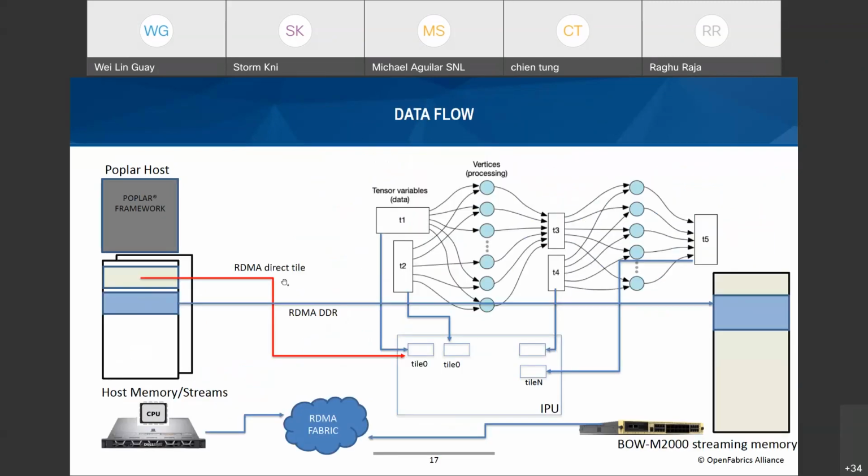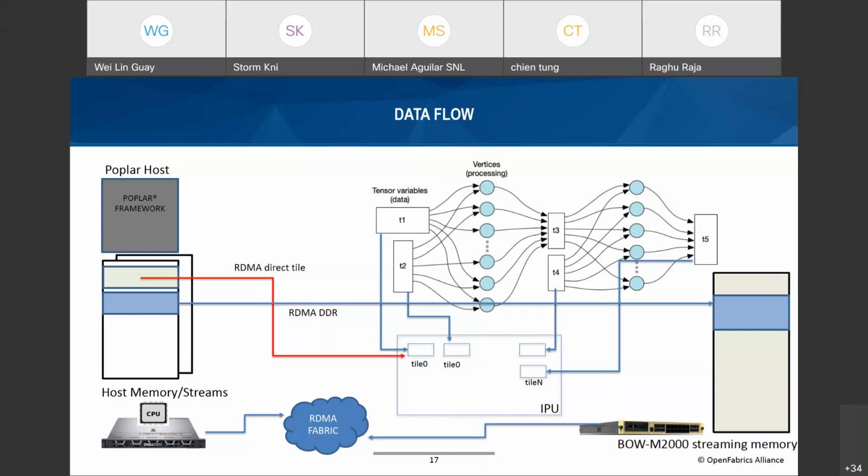This is a diagram where I'm basically doing abstractions from the ML application perspective. You create various tensors, and these tensors will eventually map to the tiles within the IPU. In order to stream that data into these tiles, the Poplar compiler will automatically choose the most optimal path to move data into the IPU, either using the DDR or using RDMA write direct, which means directly into the tile memory.